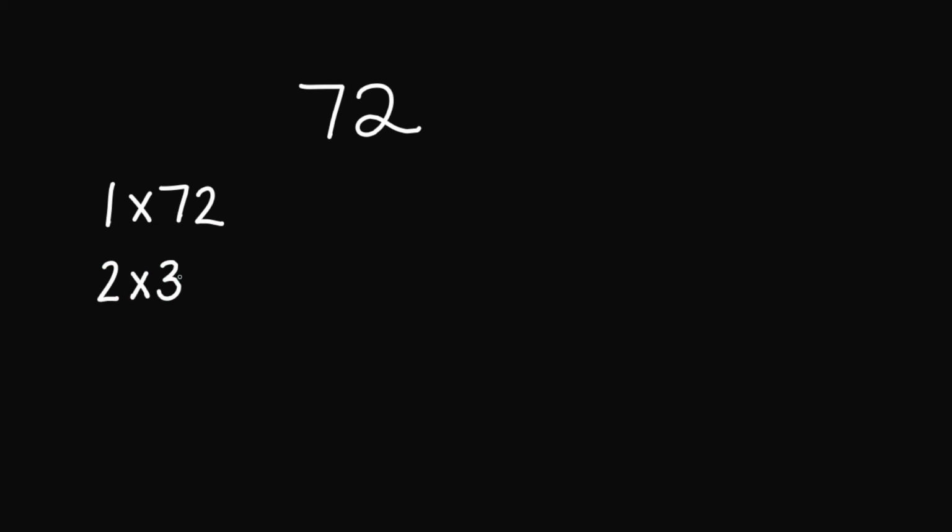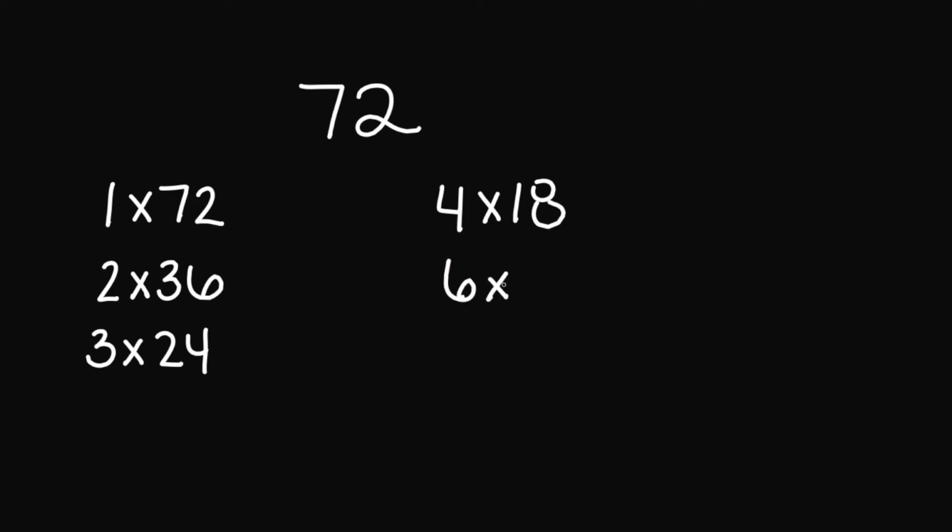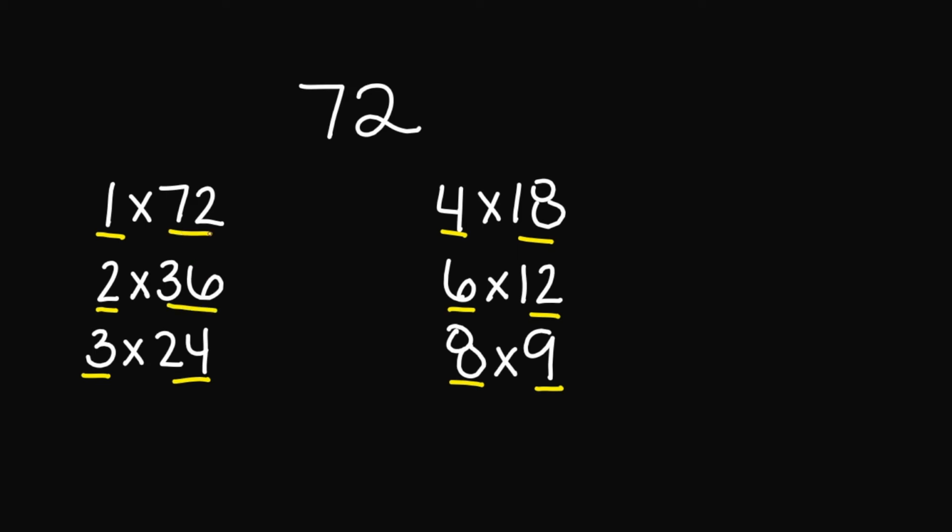All right, and let's try 72. So we know 1 times 72 will give me 72, 2 times 36, 3 times 24, 4 times 18, we have 6 times 12, and then we also have 8 times 9. So your positive factors are 1, 2, 3, 4, 6, 8, 9, 12, 18, 24, 36, and 72.